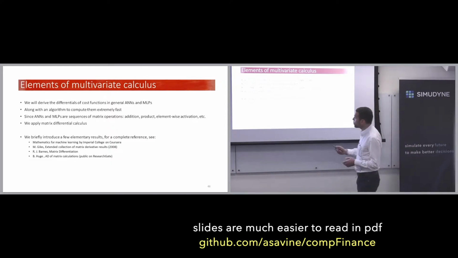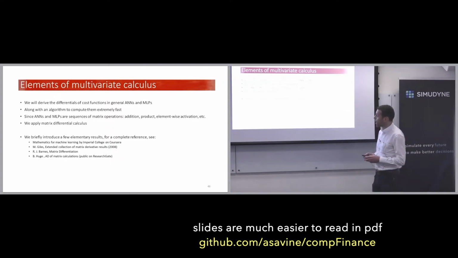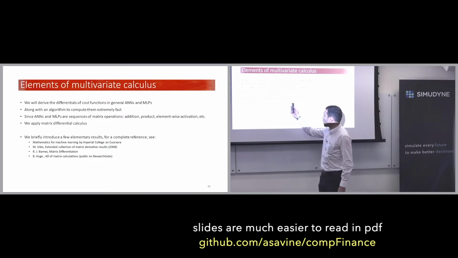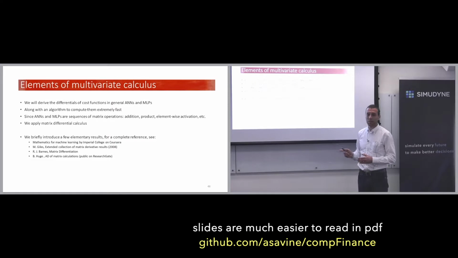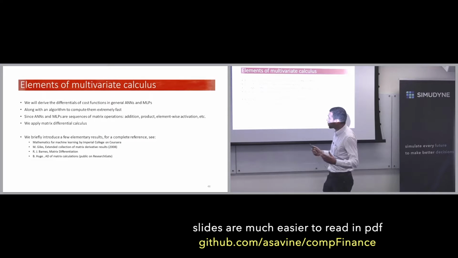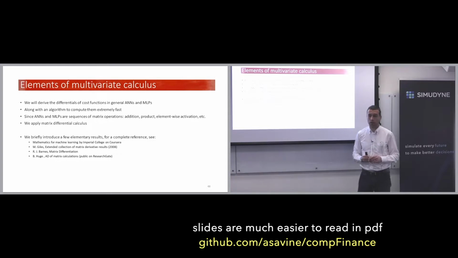And I also included a few links if you want to learn multivariate calculus more formally. I would recommend the Coursera lectures called Mathematics for Machine Learning, by Imperial College. I did not follow these lectures myself. I knew matrix calculus already, but I've had excellent feedback for these ones. Mike Giles from Oxford published what he calls an extended collection of matrix multivariate results. That's an excellent reference. You have all the important matrix calculus results in a few pages.